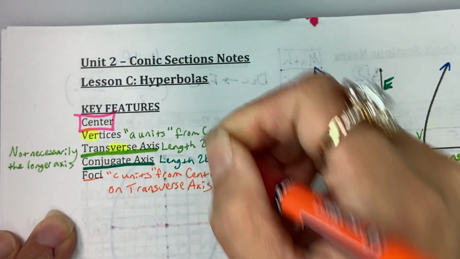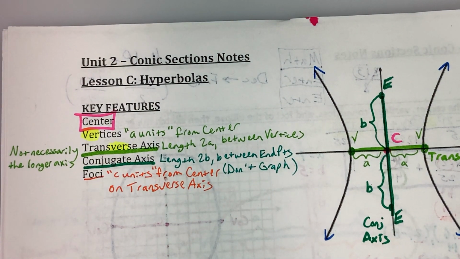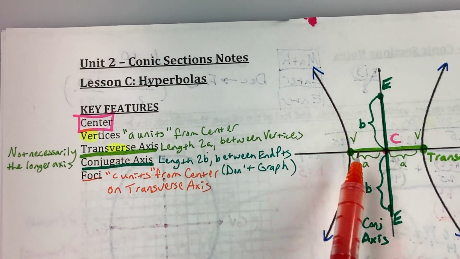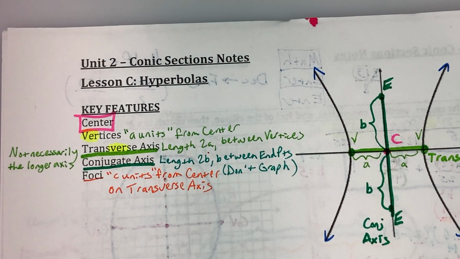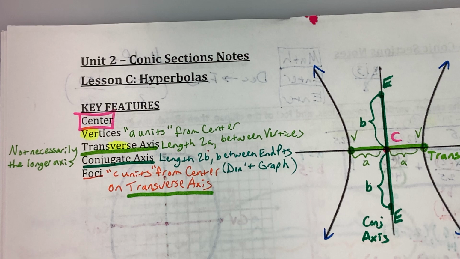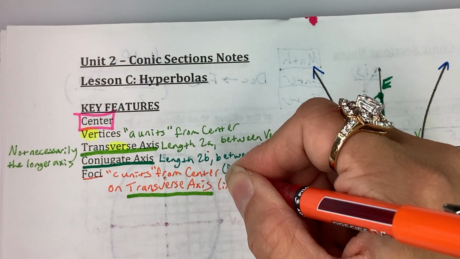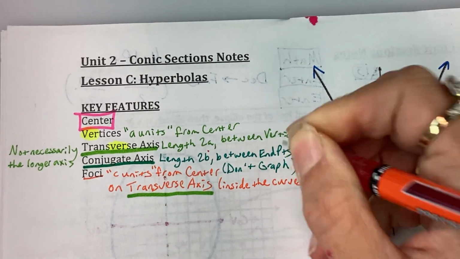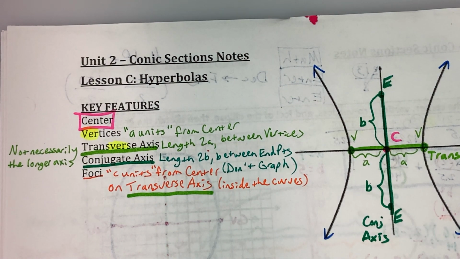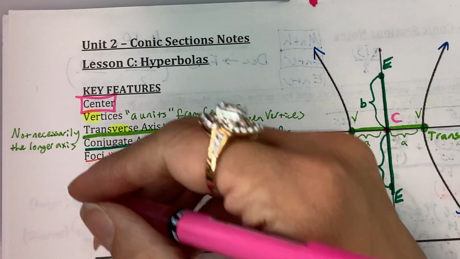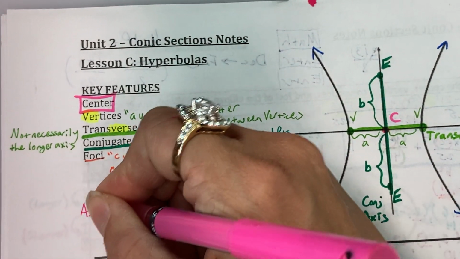So similar to how our foci for ellipses are always on the major axis, it corresponds with our a units on that same axis, so on the transverse axis. And they will always be inside the curves, which is helpful as well. Now, the last key feature that we don't have explicitly written out here is the asymptotes. So I want you to go ahead and add asymptotes.